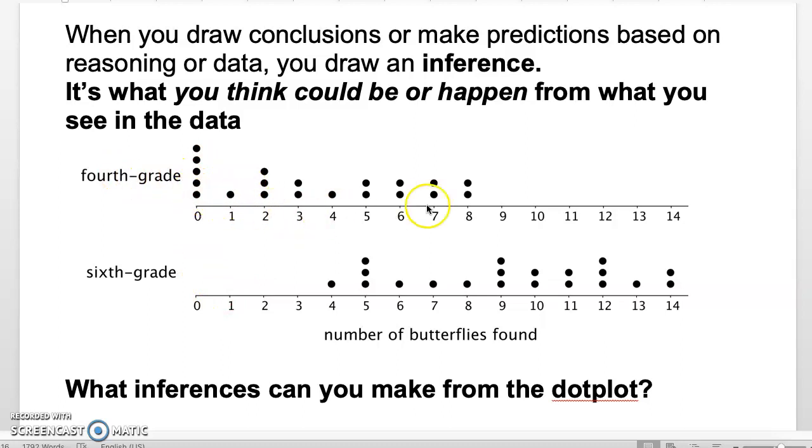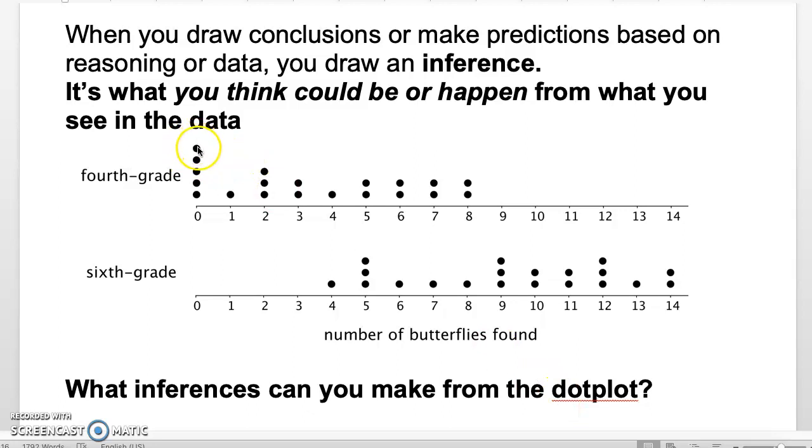This is some information on, do you guys remember what these are called? These little dots on a number line. It's called a dot plot. And each one of the dots represents, in this situation, probably a fourth grader. And each one of these dots represents a sixth grader. And we know that the number line represents the number of butterflies found. So what inferences can you make from this dot plot?